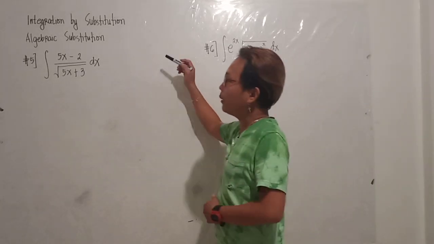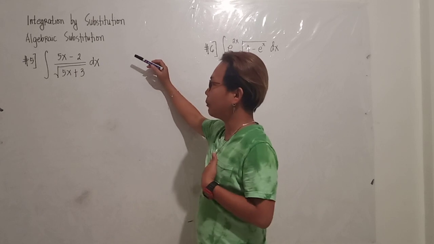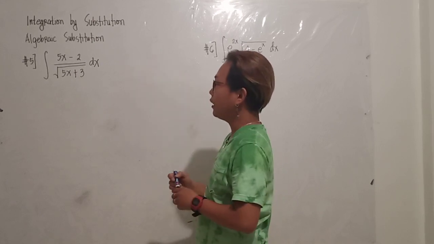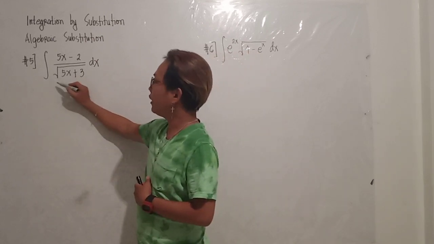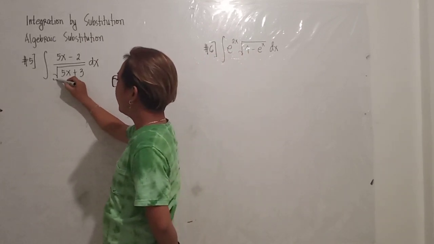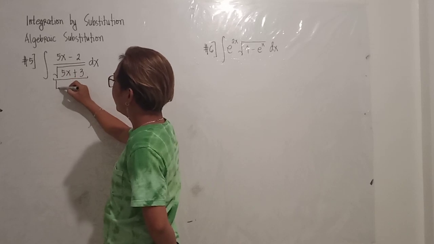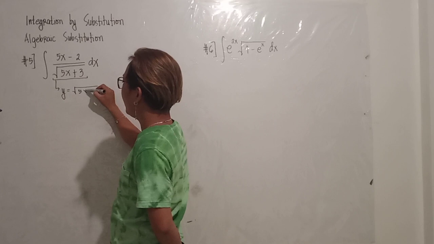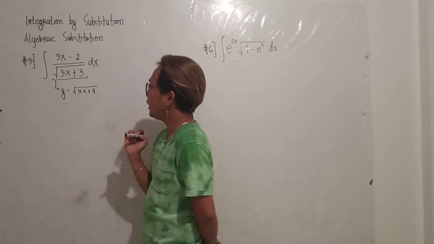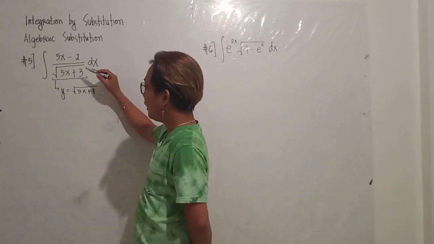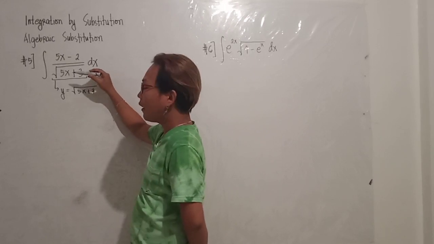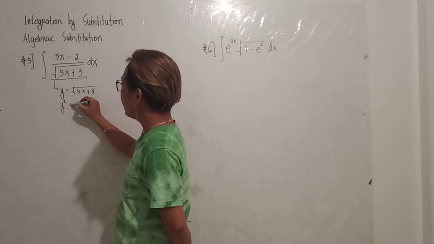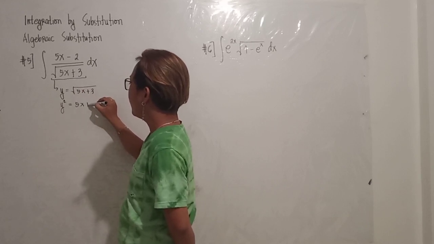Okay, example number 5, we have the integral of 5x minus 2 all over the square root of 5x plus 3 dx. So the target is to eliminate the square root. So you will have to set this as your y. So you will have y equals the square root of 5x plus 3. Then, para mawala yung square root, you have to square both sides again. You will now have y squared equals 5x plus 3.